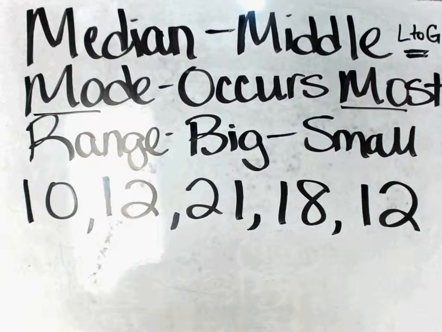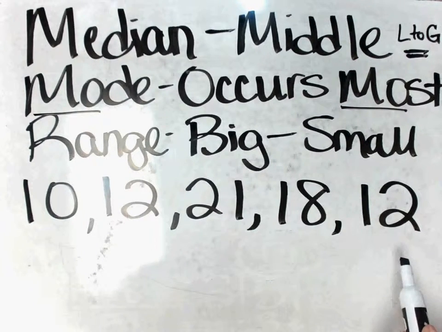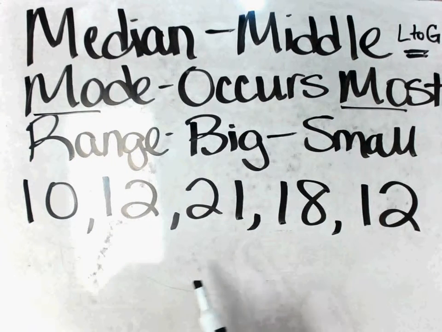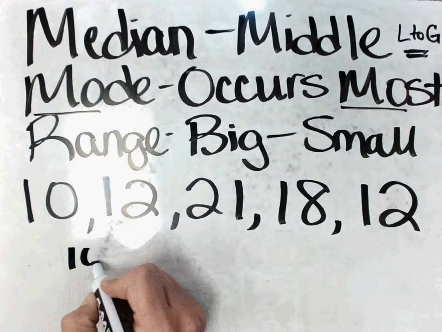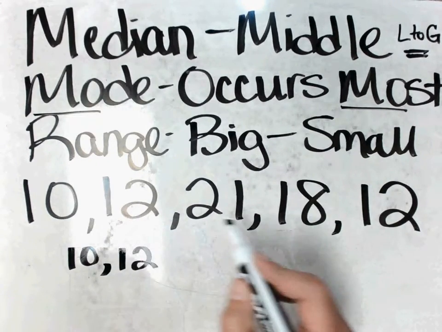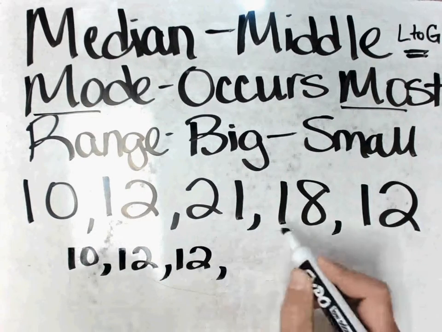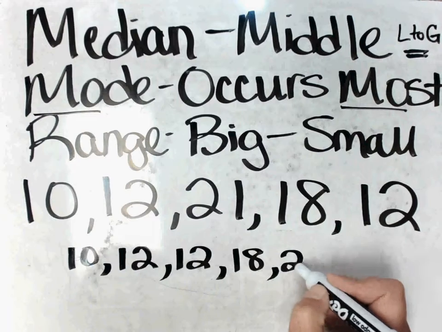So to find the median, the first thing that we have to do is take this set of data and put it in order from least to greatest. So the least number in our set of data is 10, then 12, then we have another 12, then 18, and then our largest number is 21.